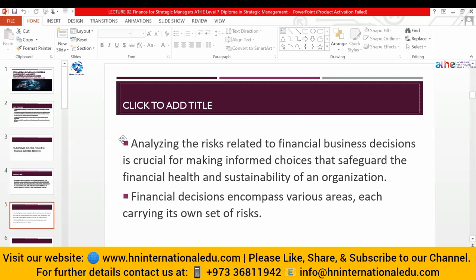You need to work on the finance way too critically. Because if literally a minute problem arises, it can disrupt the whole process. Financial decisions encompass various areas, each carrying its own set of risk. Because we are working in different departments with different procedures and steps, that is why it possesses problems, issues, and risk too.